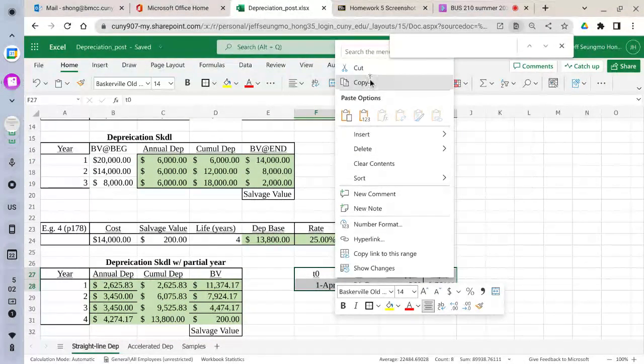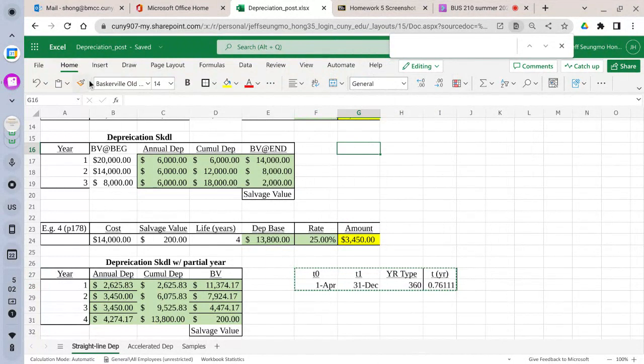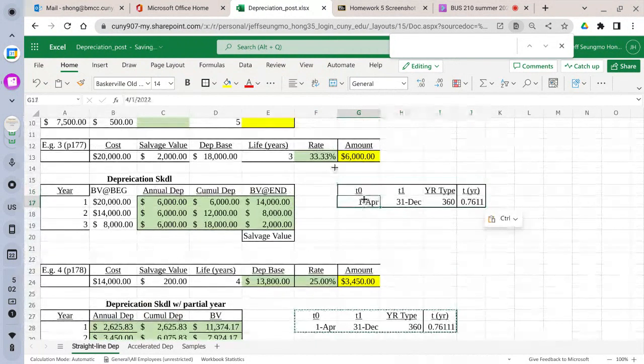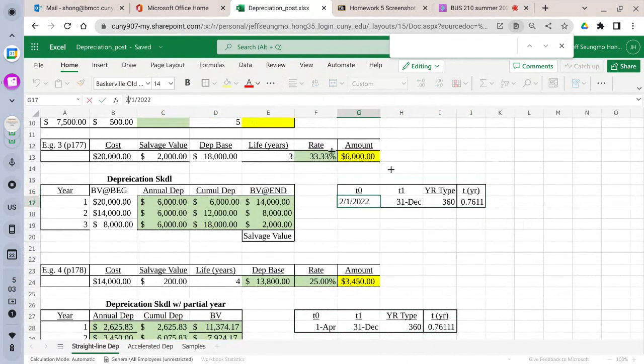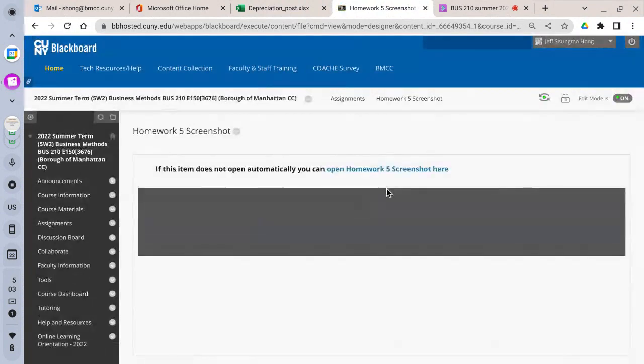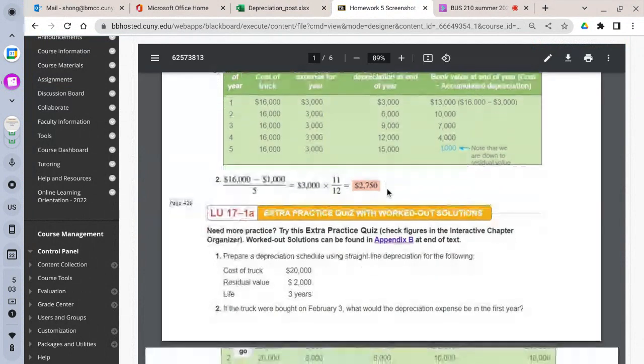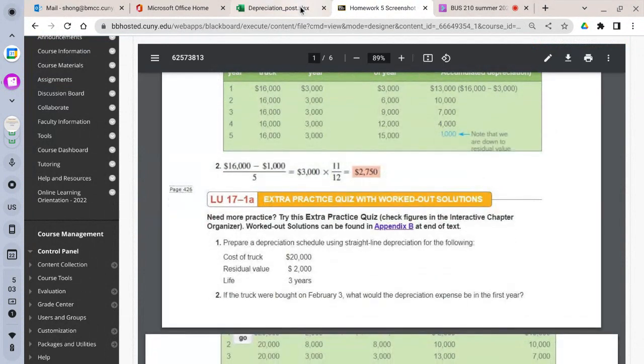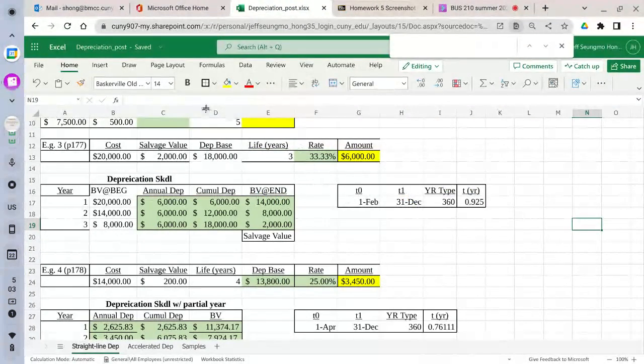I will copy this. If you're doing a partial year, it's at February, February 3rd, was it? I did a partial year example. So all you need to do is, for depreciation expense in the first year, make this February 3rd and then apply that to the first year.